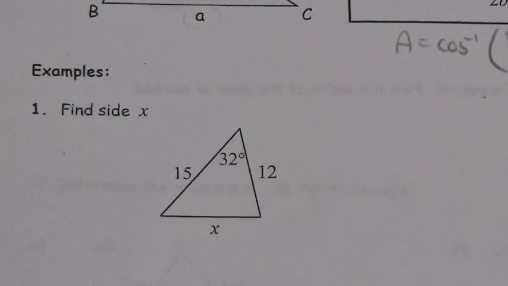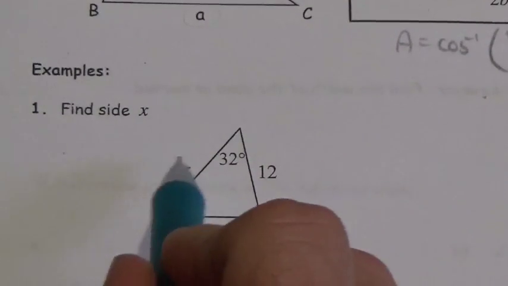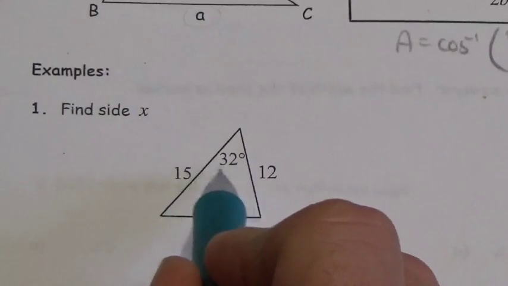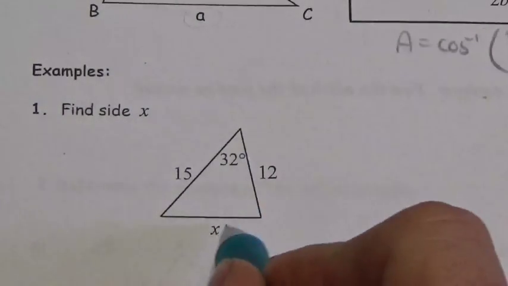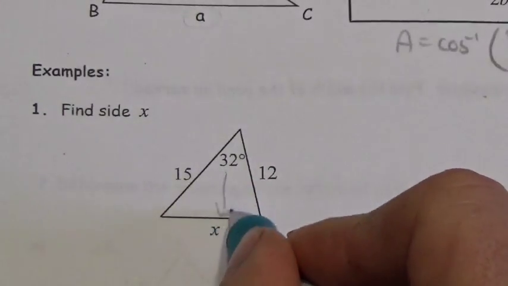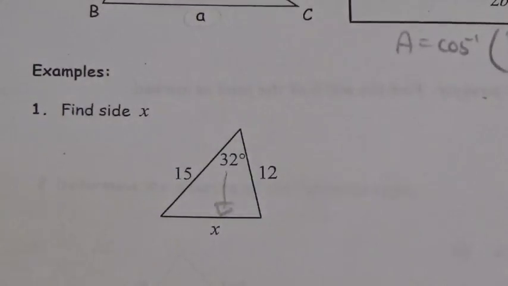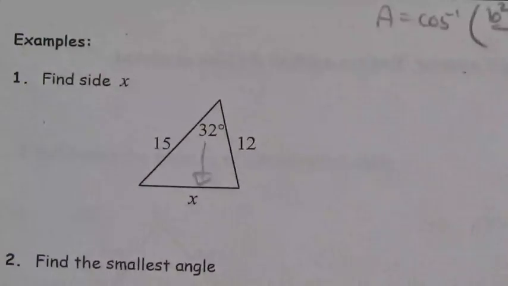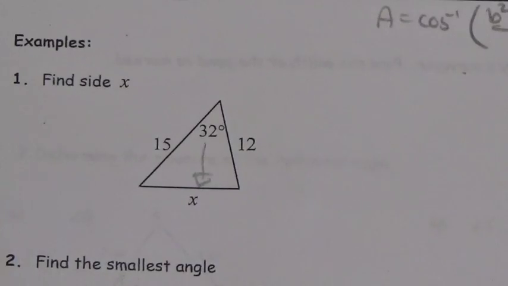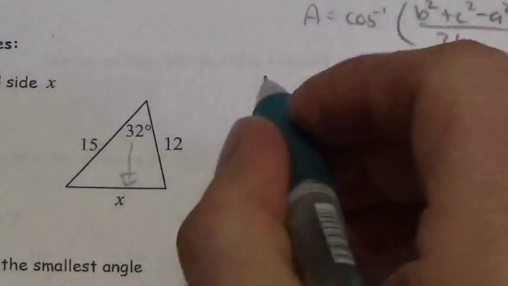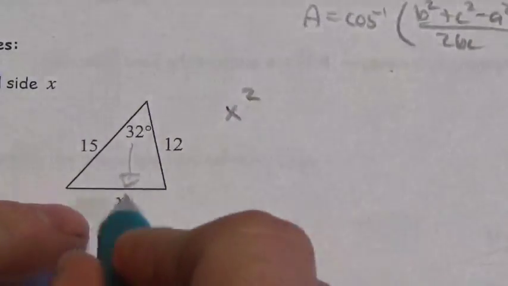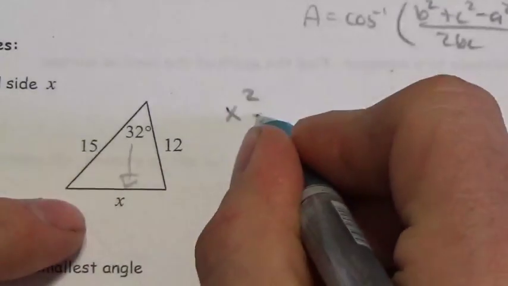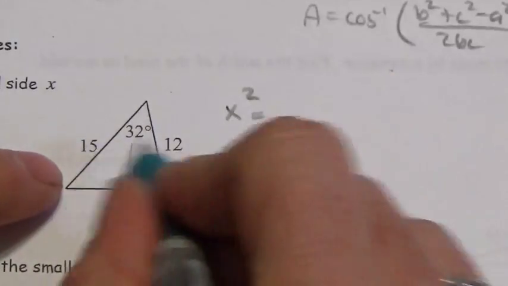All right, so in this first question here, I've got side 15, side 12 here, and this 32 degrees in between, and I'm looking for the side opposite that angle. Now, I know this isn't a sine law problem, because I do not have an angle side pair, and in fact, there's no way for me to get that information out of this. So this is definitely a cosine law problem. So x squared, the square of the side opposite, is going to equal these two sides squared.